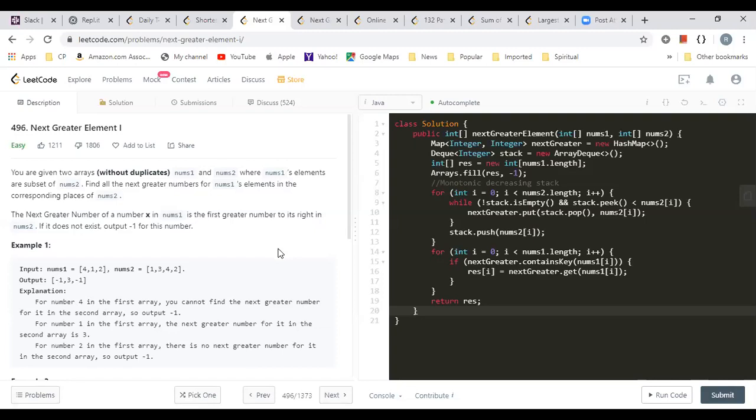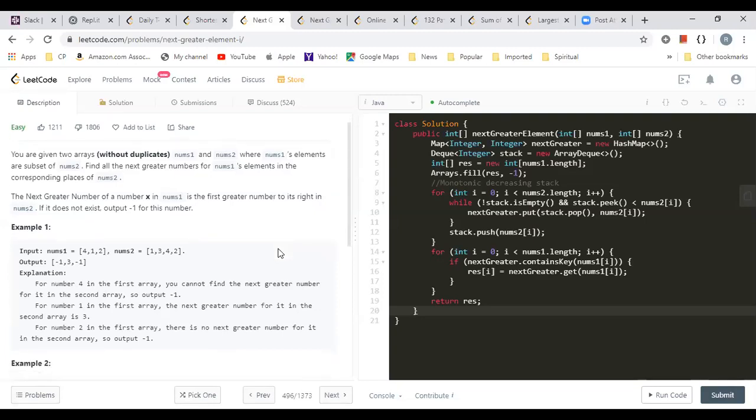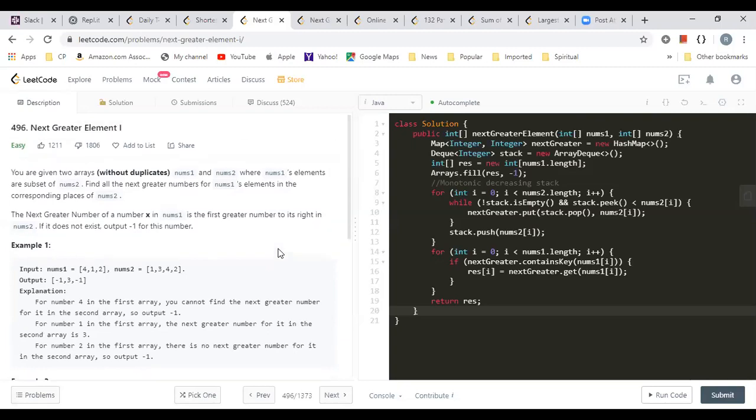So next greater element is the next problem. You are given two arrays, num1 and num2, and here we are given that num1 is a subset of num2. What you have to find is the next greater element for 4, but not in the num1 array. You have to look into the num2 array for the bigger number after 4. If you look at it, there is no number greater than 4, so that's why we will say -1.